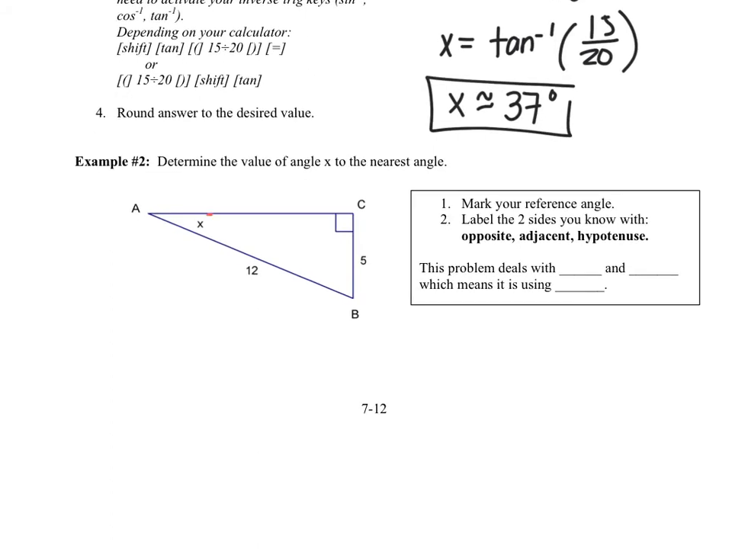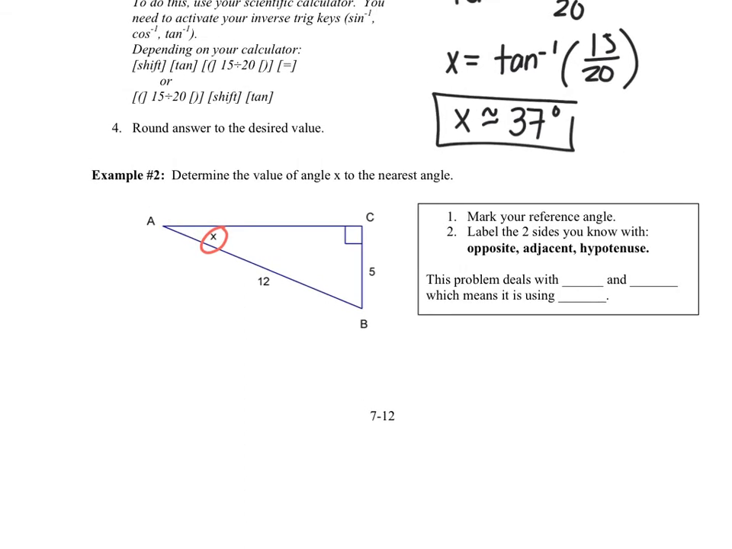My reference angle is the x. I'm going to label my triangle. So the 12 is the hypotenuse because it's across from the 90 degrees. The 5 is opposite because it's across from x. And then my adjacent is that leftover side. So I'm going to circle my two known sides. So that's opposite and hypotenuse.